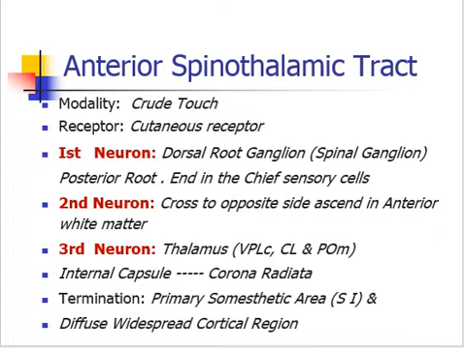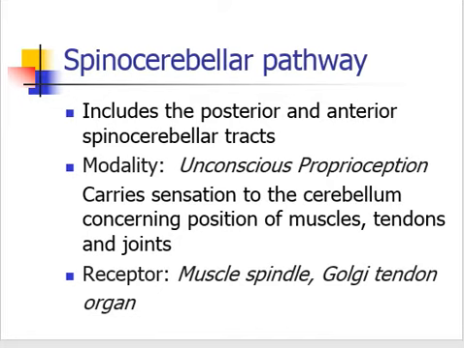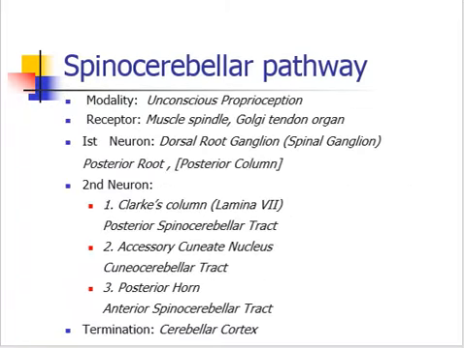And next we are coming to the spinocerebellar tract, which includes the posterior and anterior spinocerebellar tracts. The modality is unconscious proprioception, carrying sensation to the cerebellum concerning the position of muscles, tendons and joints, and the receptors are muscle spindle and Golgi tendon organ. The first order neuron starts from the dorsal root ganglion, the second order neuron is in lamina seven, which is Clark's column, and the termination will be the cerebellum.